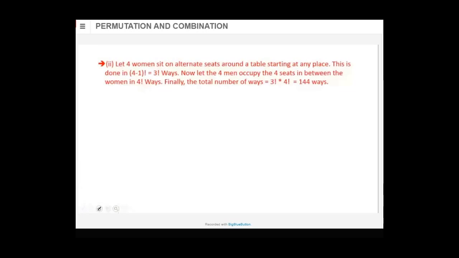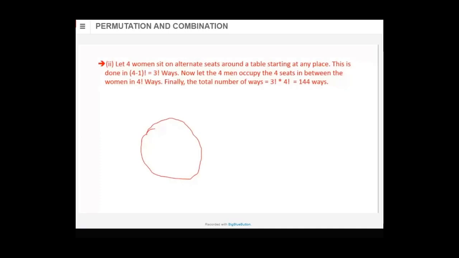This is done by 4 minus 1, that is 3 factorial. Why minus 1? Minus 1 because they are sitting on a round table. So minus 1, circular arrangement. Okay, so 3 factorial ways. Now let 4 men occupy 4 seats. Once those 4 ladies sit, how many places will be available now? Alternate ones. So this is a table.